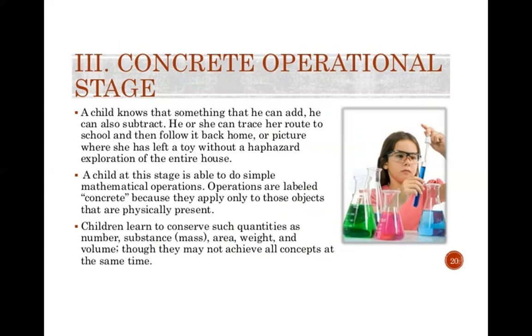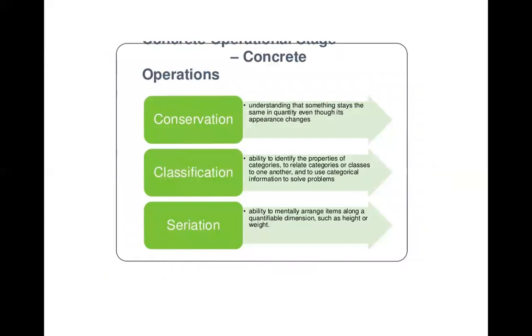Conservation: understanding that something stays the same in quantity even though its appearance is changed. Here the children can understand during this phase that if the same volume of water is poured in two different types of shapes of containers, the children can learn that the level of water is the same. Here they will not get confused.